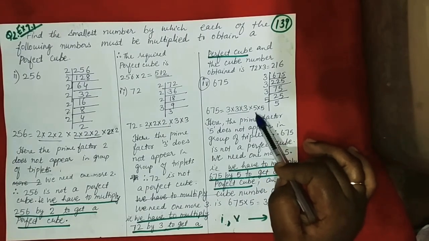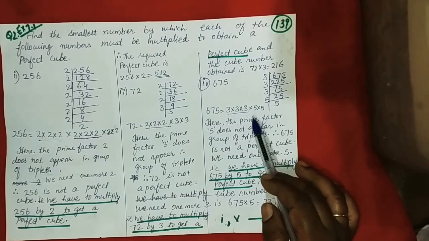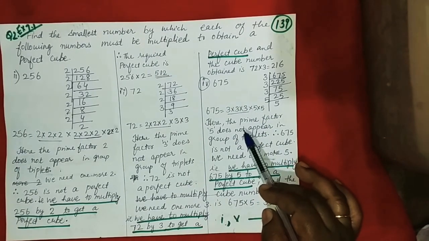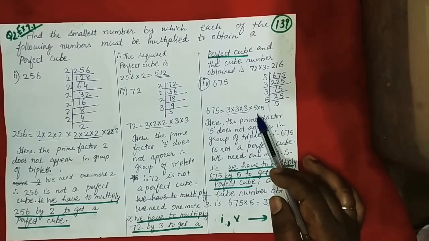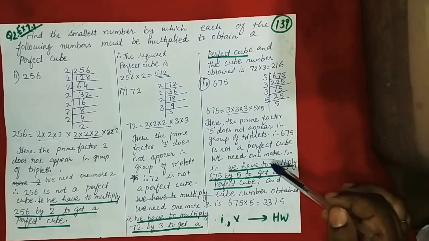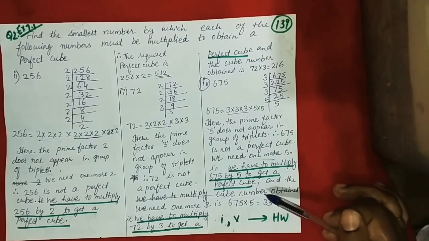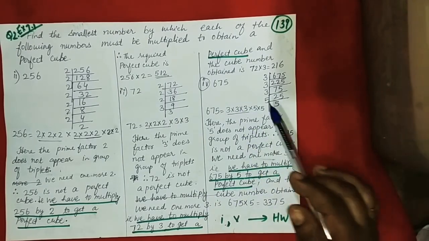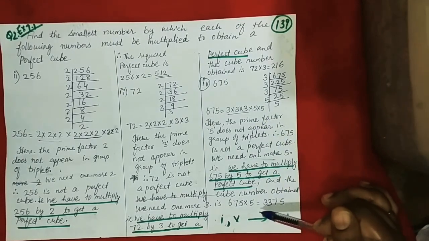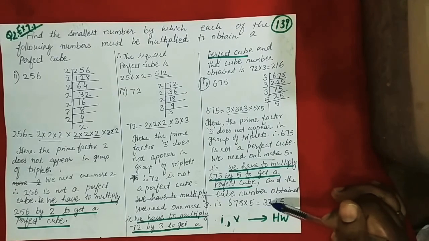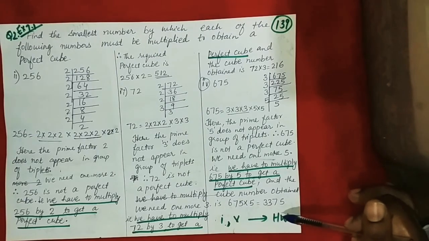Here also what have you observed? 5 into 5. One more 5 is required to arrange them into groups of triplets. What does it show? It is not a perfect cube number. To get a perfect cube, what do we need? One more 5. That means we have to multiply 675 by 5 to get a perfect cube number. And the cube number obtained will be what? 675 into 5. Already two 5s are there. One more 5 only is needed. So what is the perfect cube number? 3375. Questions 1 and 5 you can do as homework.